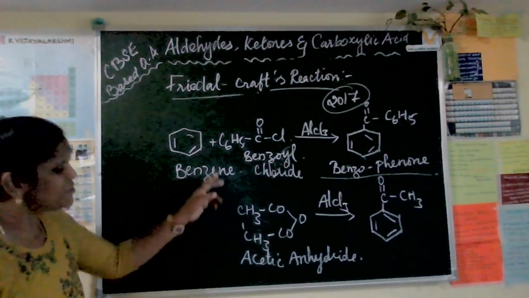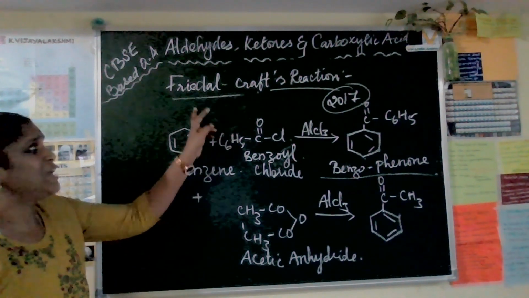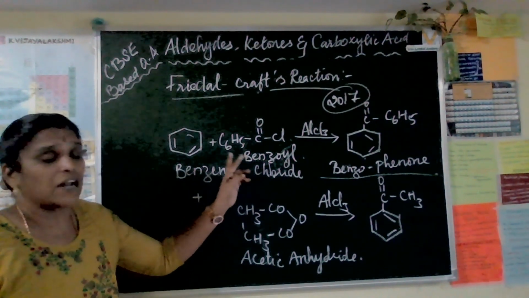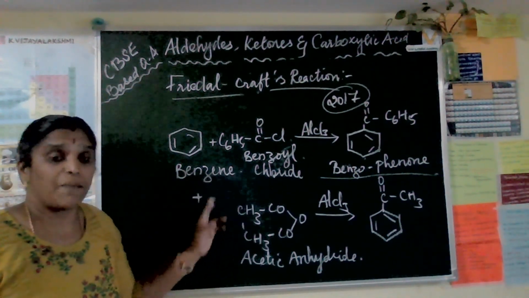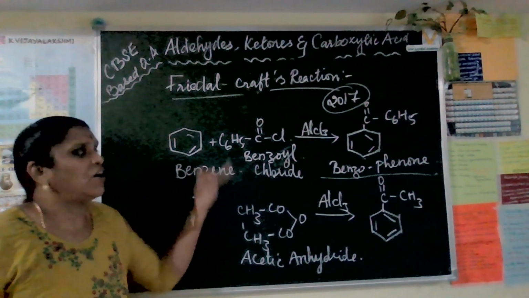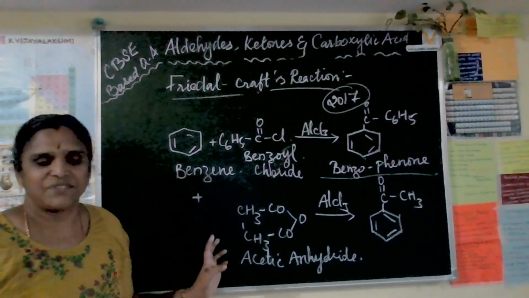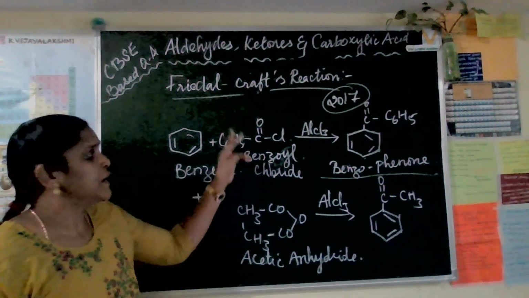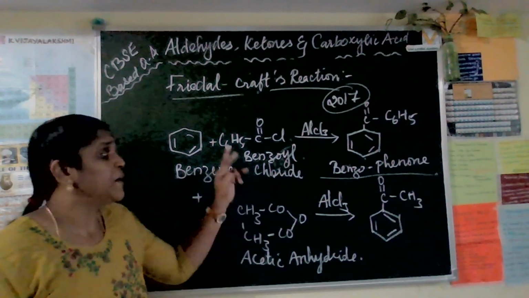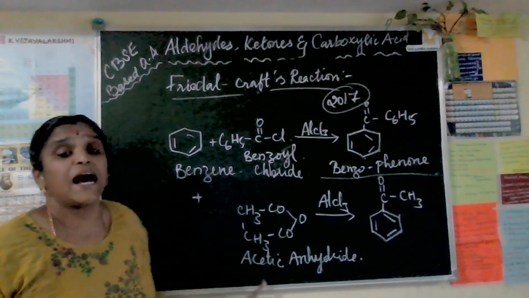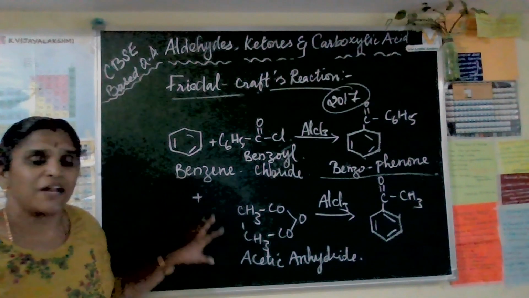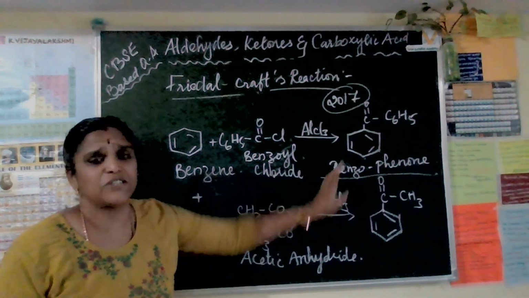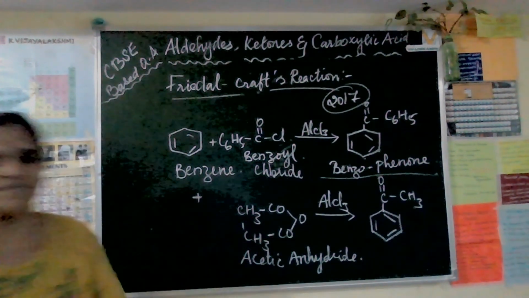Now these three reactions come under the Friedel-Crafts reaction, and it's very, very important. If they ask an acylation question, that is related to the Friedel-Crafts reaction only. The components are benzene with acetyl chloride, benzene with benzoyl chloride, and benzene with acetic anhydride. These are the main components, and the products are acetophenone and benzophenone. Hope you're clear with this.